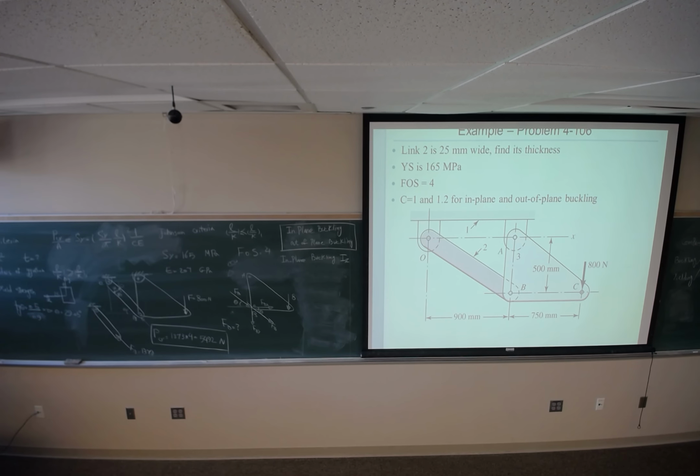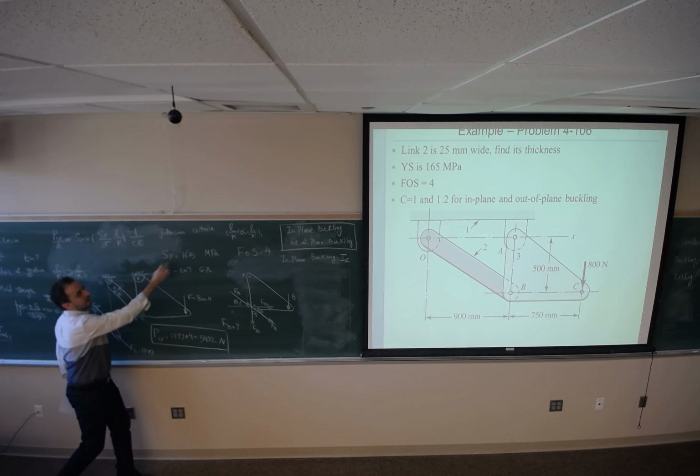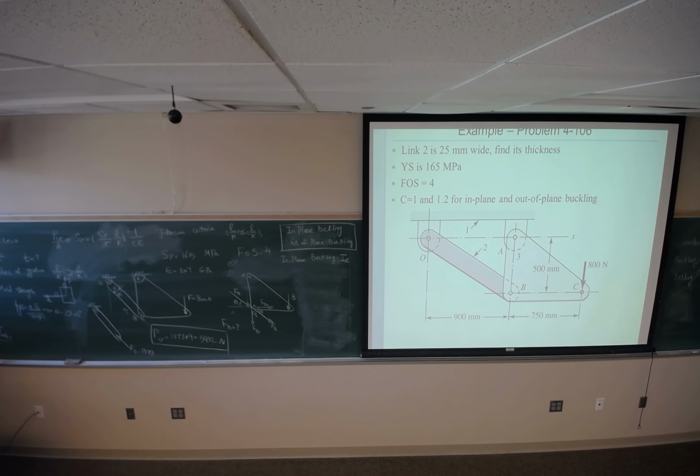For buckling, E is 207 gigapascal, C is 1 for in-plane, SY is 165 megapascal. I will find 157.4. So this is L over K1.